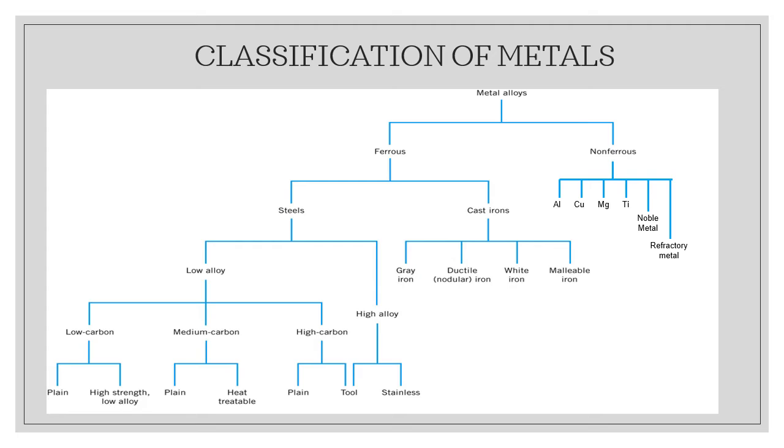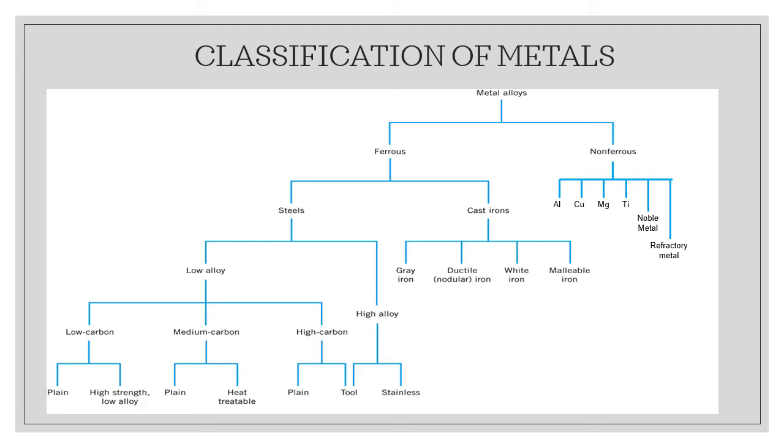Here is the classification of metals. Metals have two types of classification, which are ferrous and non-ferrous. For ferrous metal, we have steel and cast iron. Here is the classification for steel. We have low alloy and high alloy. For low alloy, we have low carbon steel, medium carbon steel, and high carbon steel. For high alloy, we have tool and stainless steel. There are four types of cast iron, which are grey, ductile, white, and malleable iron.